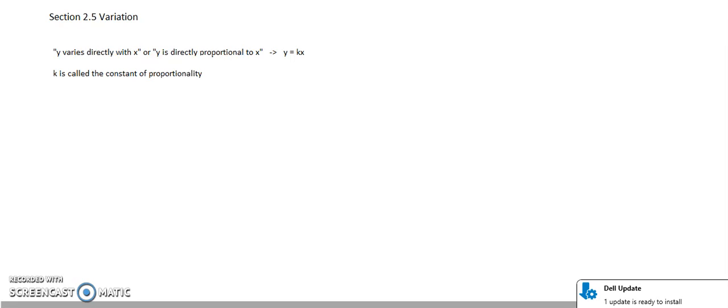All right, in this section we're going to be talking about variation. Variation does involve word problems, and I know a lot of you are probably thinking, oh no, not word problems. But these are kind of the best type of word problems to deal with because for the most part they make sense. On some of them you may even be able to figure out what the answer will be without doing the math that it takes to get there.